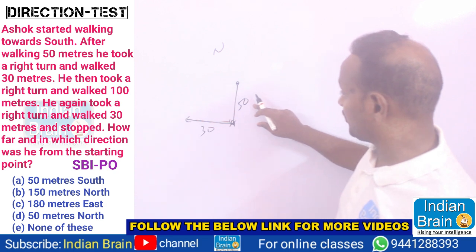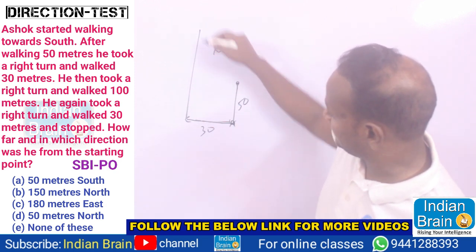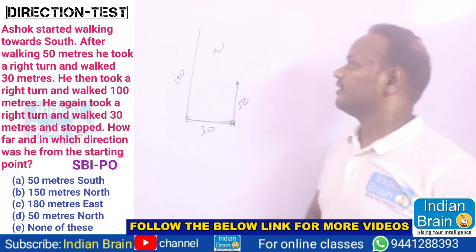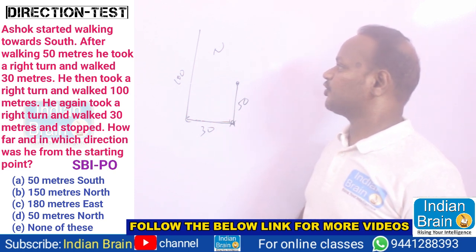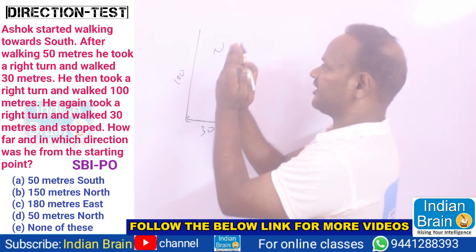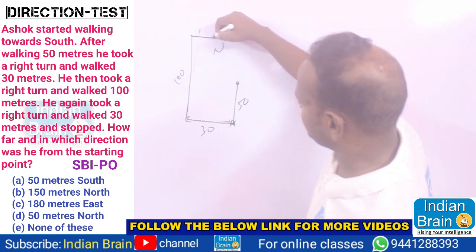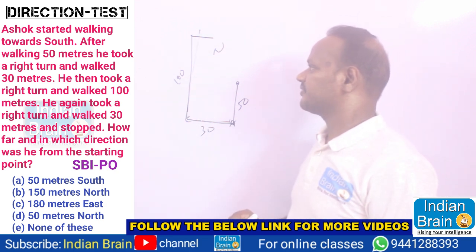Upside. Oh, we need to cross this 50 also. 100 meters. More than this 50. 100 meters. Nice. Then after that, what happened? He again took right. He is going upside. Took right means what? Again, same story, same concept. So right means what? This direction. How many meters? Again 30 meters.